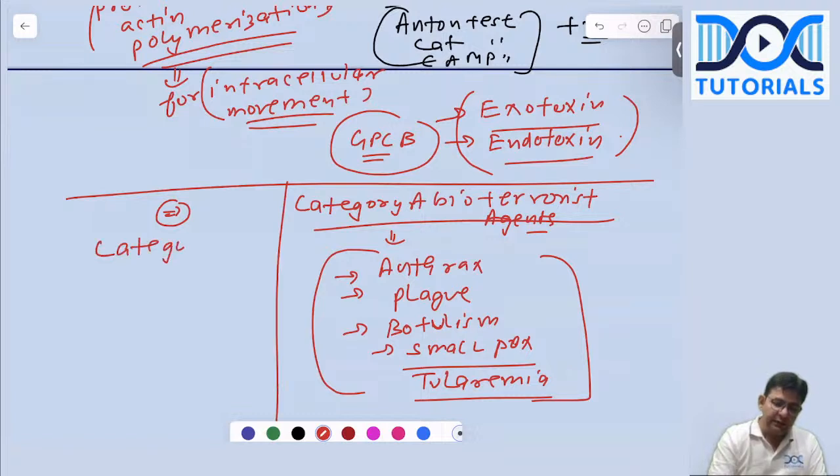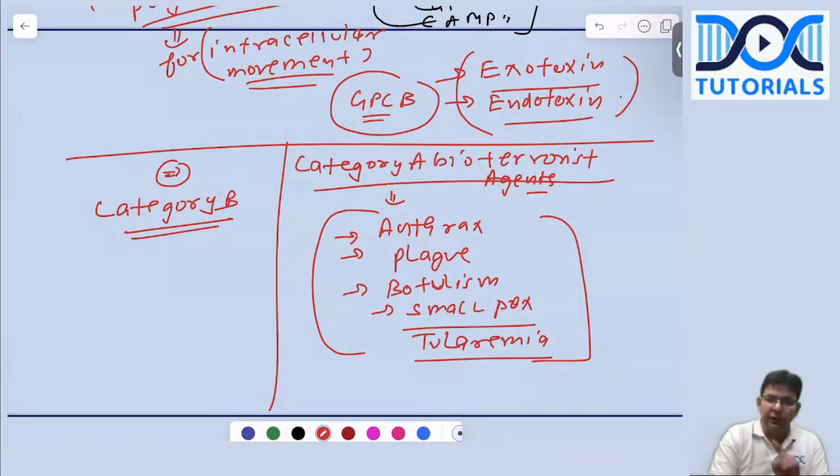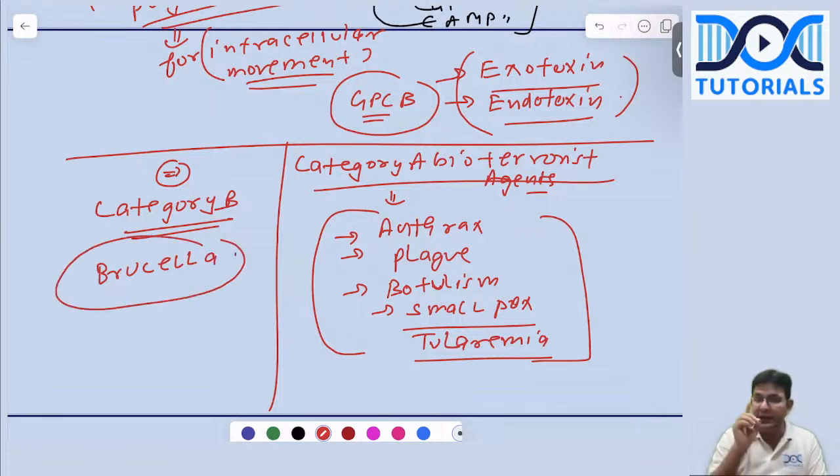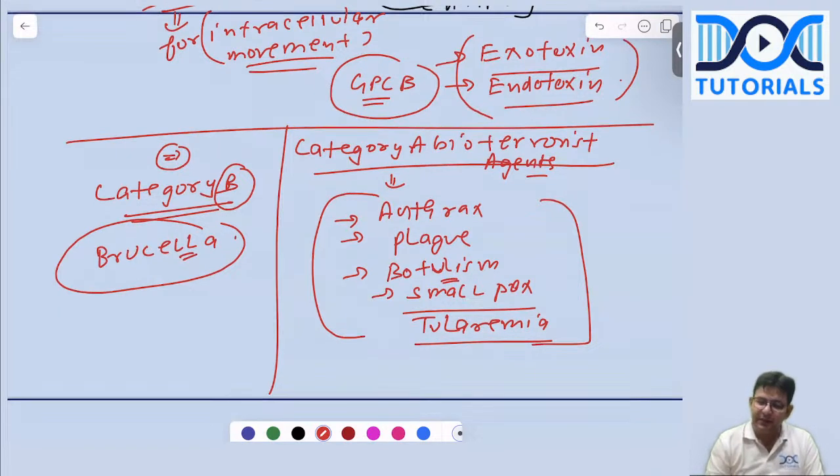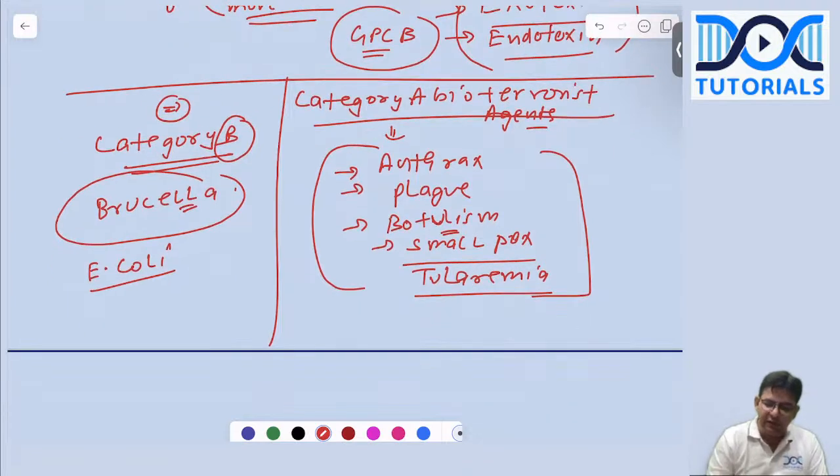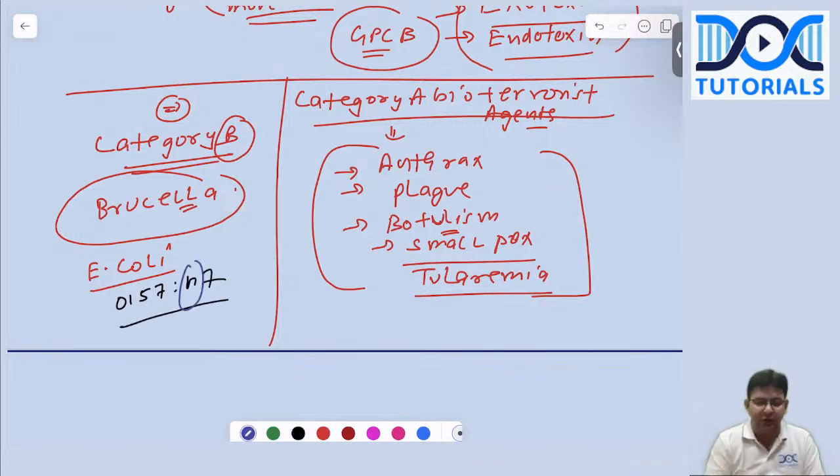In category B, you need to remember only one name, that is Brucella. Brucella is category B, double L, and botulism is single L, so category A. A number of others are there in category B, and this organism is also there, a favorite of every examiner, E. coli O157:H7. Last time in NEET PG, they asked what is this H? H is flagella, O is somatic.